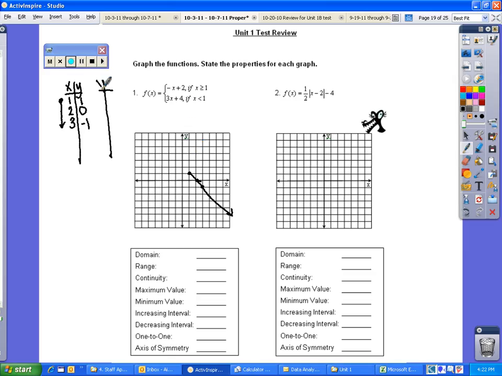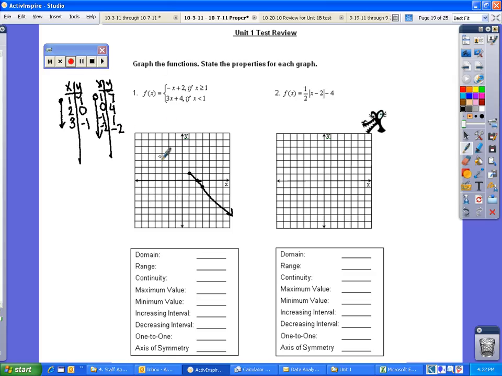My other function, I have 3x plus 4, and I want to start my numbers again at 1, but this time I want an open circle and everything that is less than. So numbers that are less are 0, negative 1, negative 2. So 3 times 1 is 3, plus 4 is 7. 3 times 0 is 0, plus 4 is 4. Negative 1 times 3 is negative 3, plus 4 is 1. Negative 2 times 3 is negative 6. Negative 6 plus 4 is negative 2.